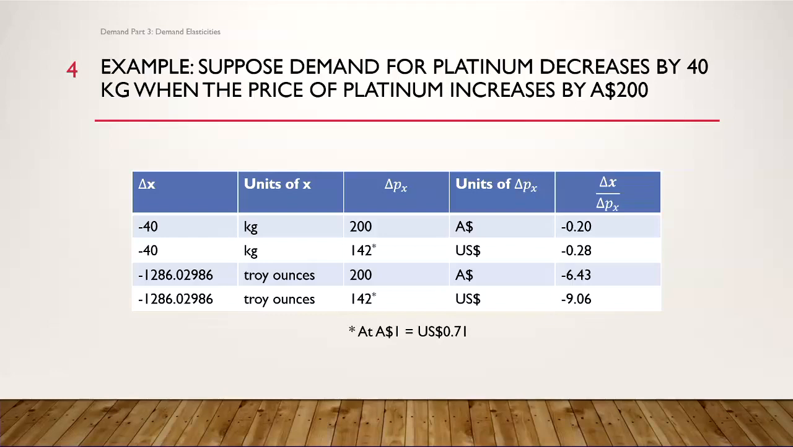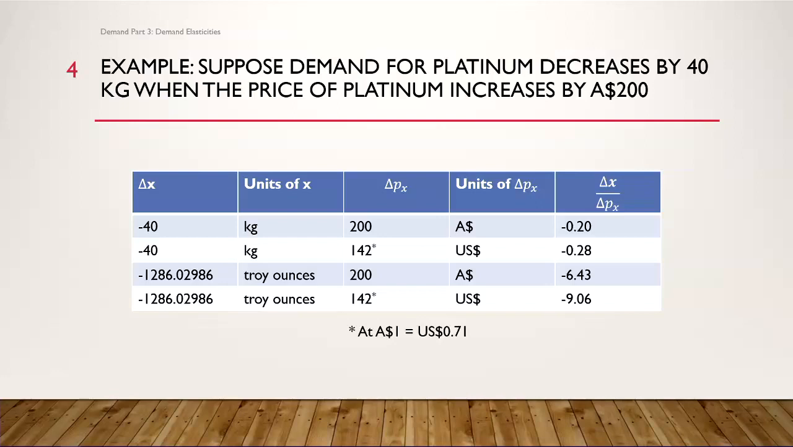Suppose that the price of platinum goes up by $200 Australian, and that caused the demand for platinum to fall by 40 kilograms. Now notice if you're calculating the slope, delta x over delta px, that is the slope of the demand function, then you'll get a different answer depending on the units you use.